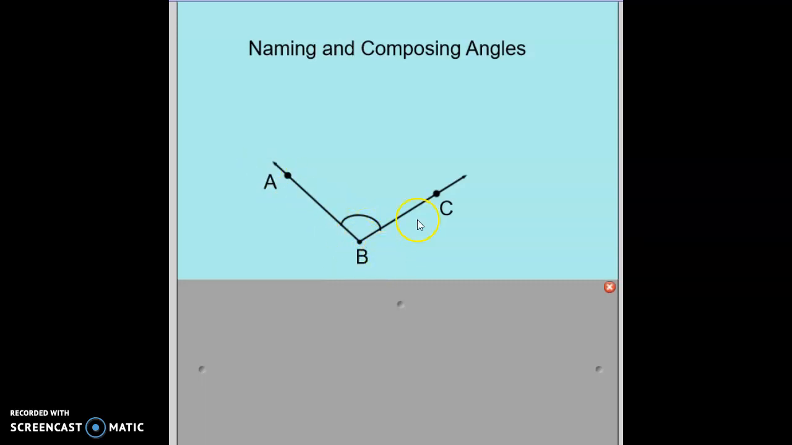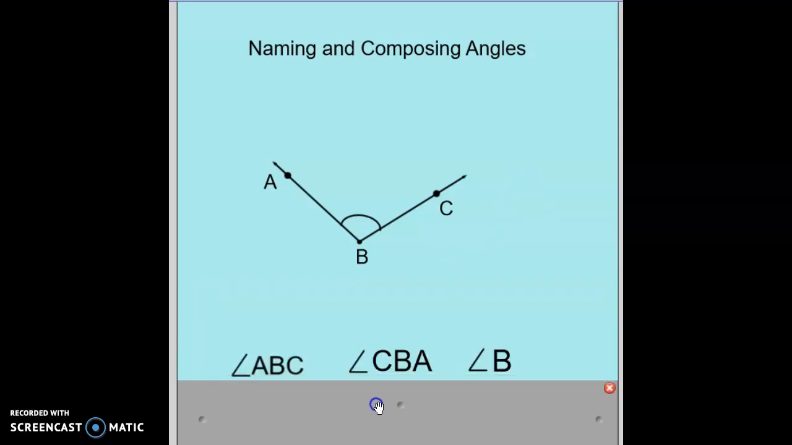Angle A, B, C. Now, we could also call this angle C, B, A, again keeping B in the middle because it's at the vertex. Whatever letter is at the vertex is the letter that goes in the middle of the name. So again, angle A, B, C, or angle C, B, A. We would not start with the letter B. However, we can leave it just angle B.